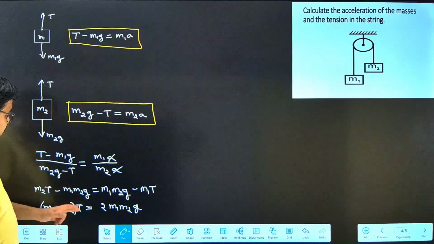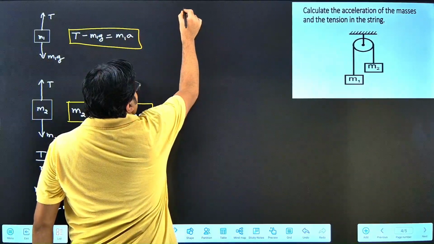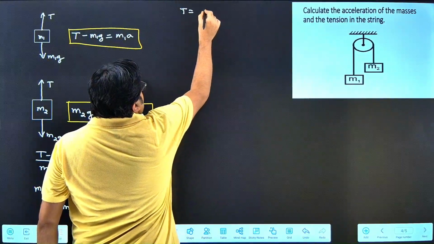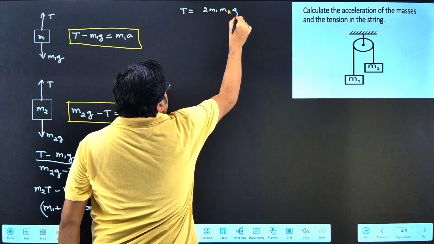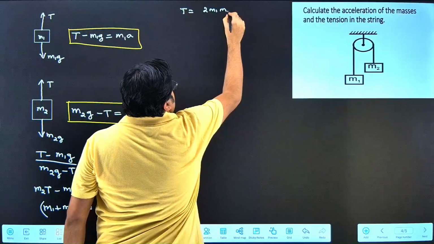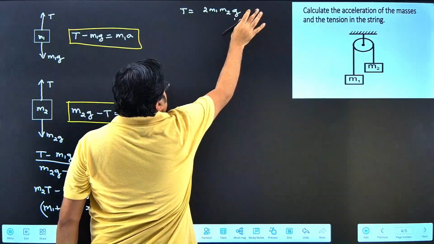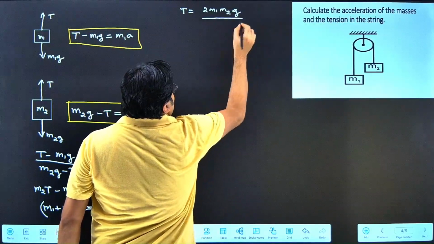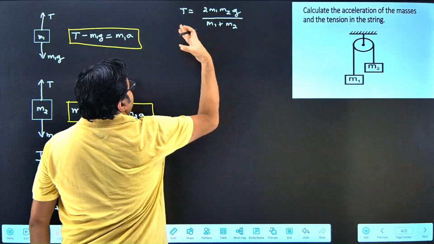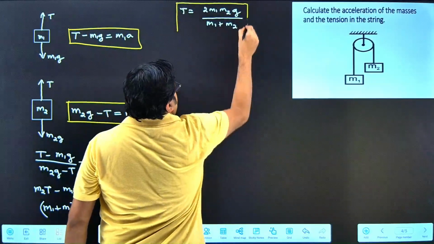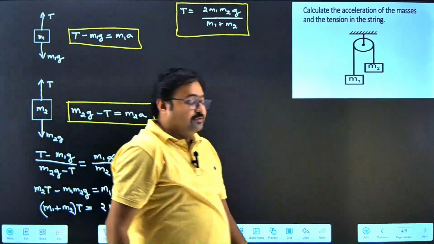Now all that you have to do is find the tension. So tension would simply be T equal to 2 times m1 into m2 g divided by m1 plus m2. Now that is your equation for the tension. That's the equation for the tension.